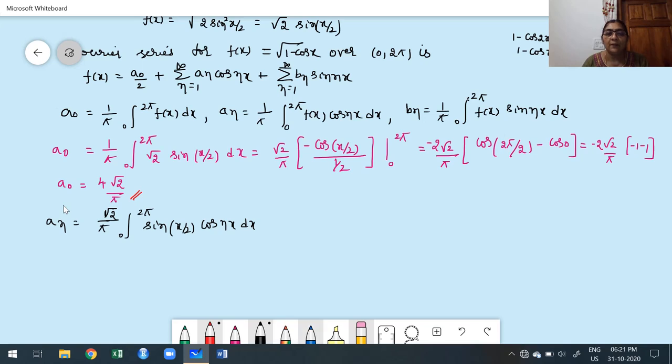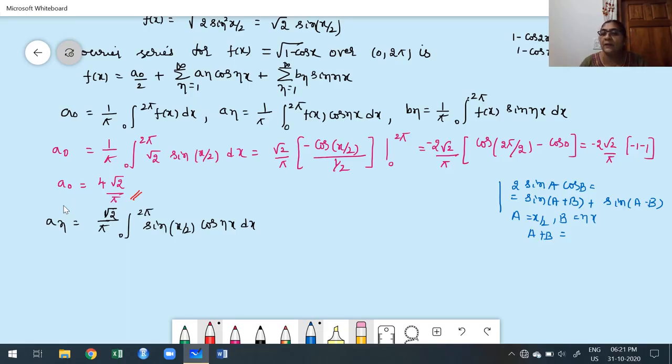First try to simplify. The transformation formula for this is 2 sine A cos B, which is nothing but sine of A plus B plus sine of A minus B. What is my A here? X by 2. What is my B? nx. What is A plus B? A plus B is nothing but, that's very easy, x by 2 plus nx. X is common, half plus n into x.